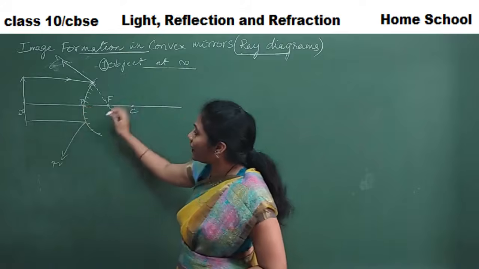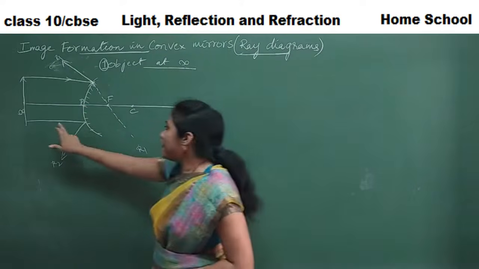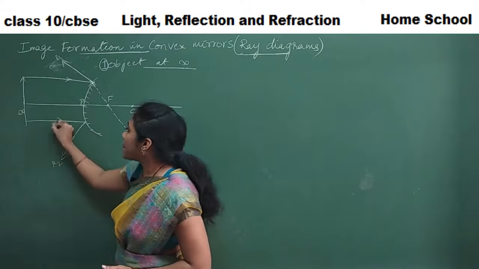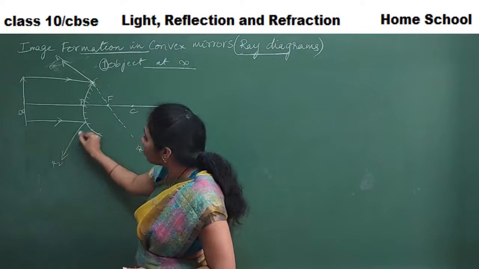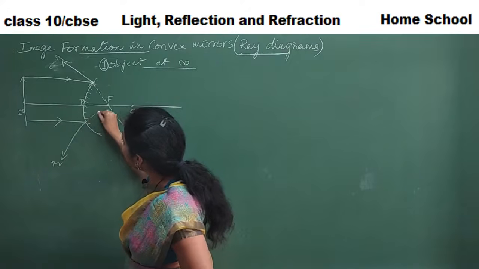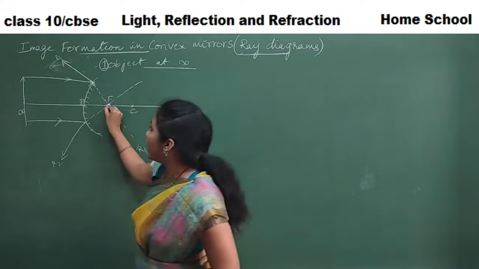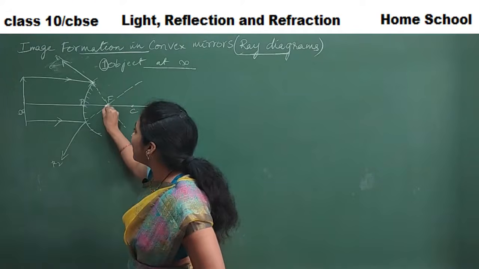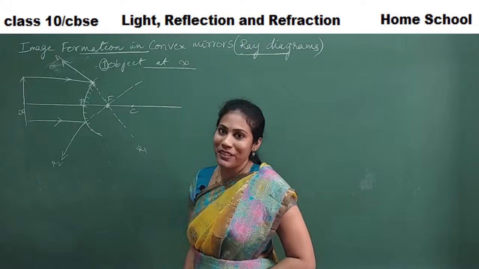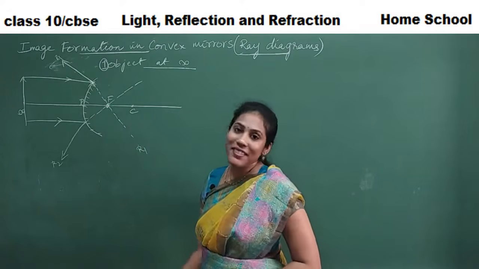You have the possibility of them meeting behind the mirror. So this is my second incident ray which is parallel to the principal axis. Definitely the second reflected ray also appears to pass through the principal focus. So definitely the image appears at the focus. Here at the focus the image is seen.